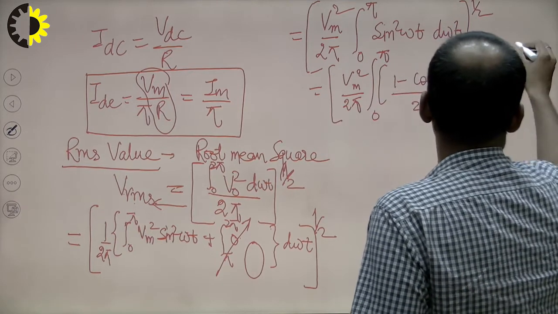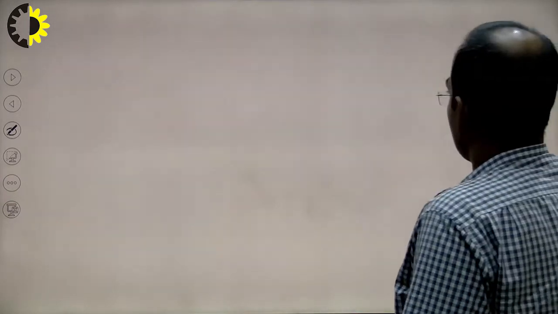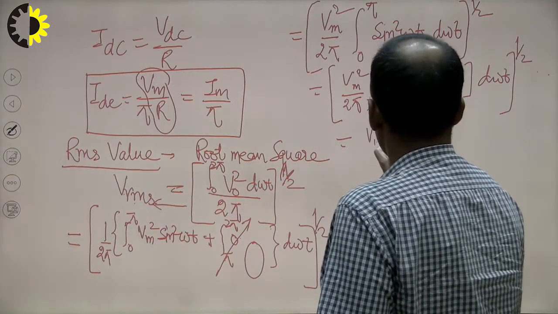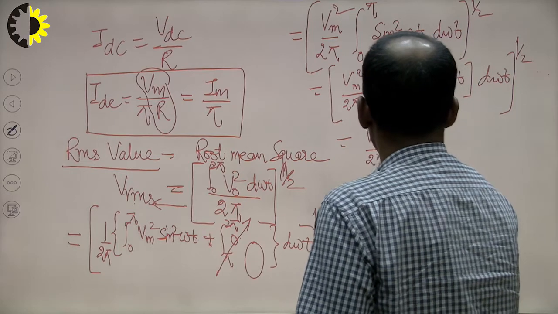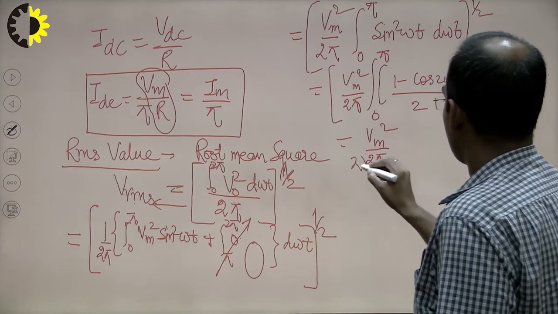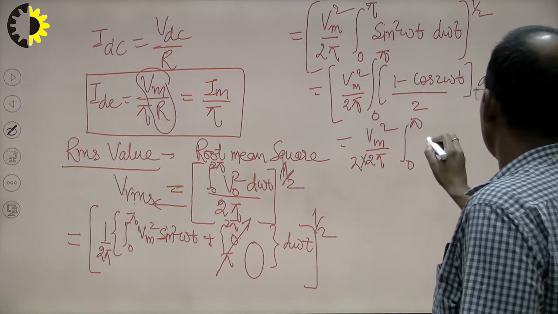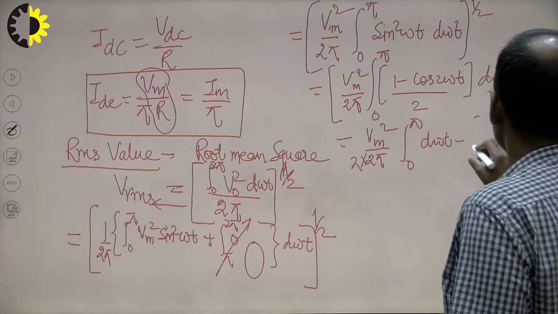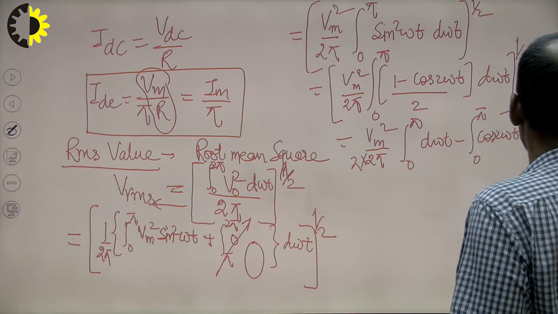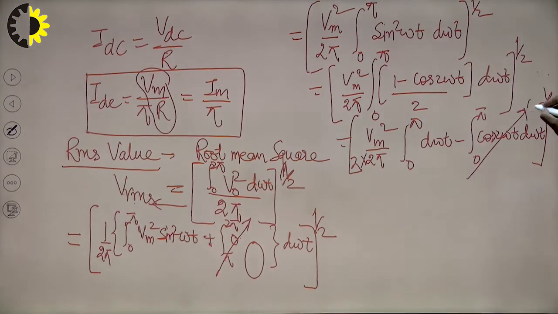To the power half. So this factor will become 0. Vm square upon 2 pi into 2. So I am writing here 2 into 2 pi, integral 0 to pi d omega t minus integral 0 to pi cos 2 omega t d omega t, to the power half. So this factor will become 0 after integration.